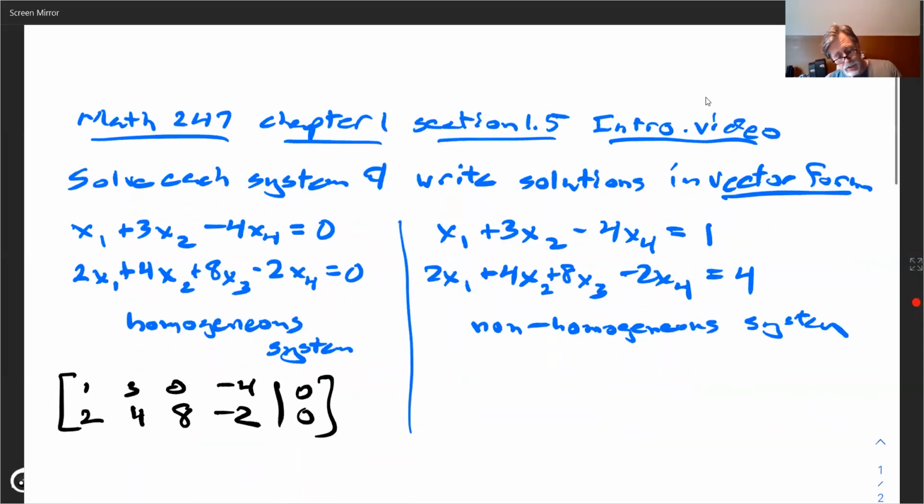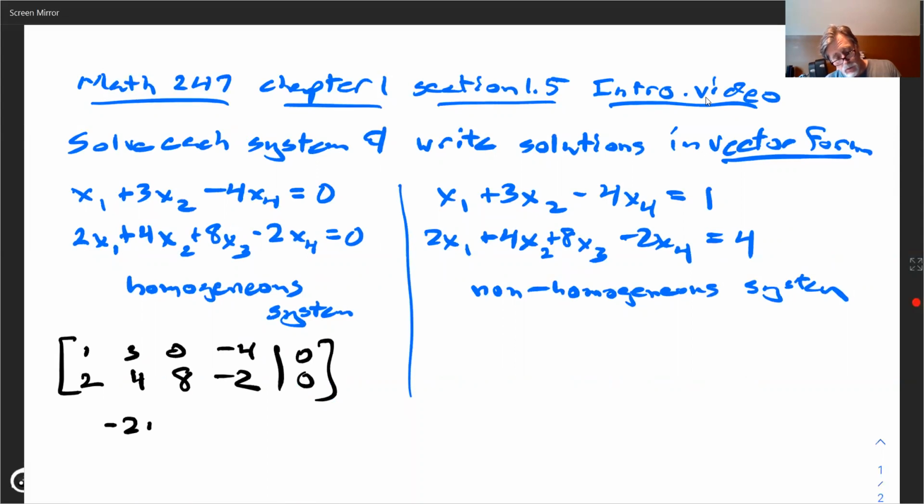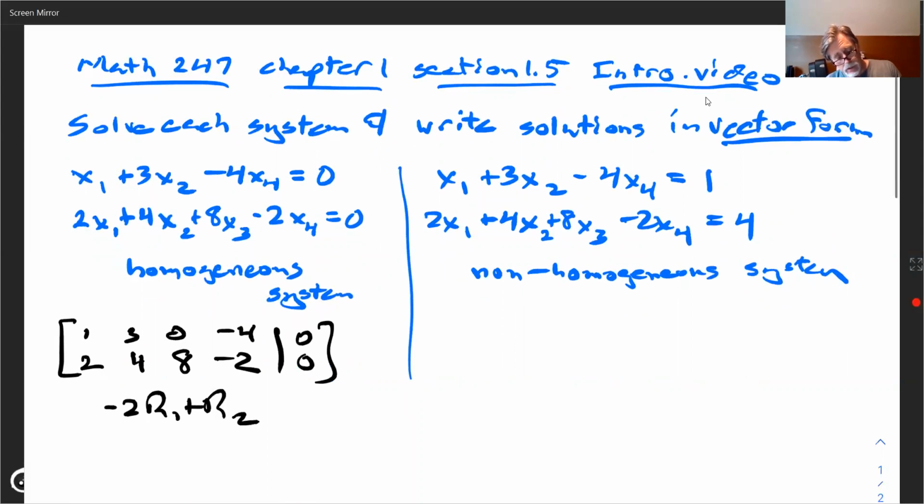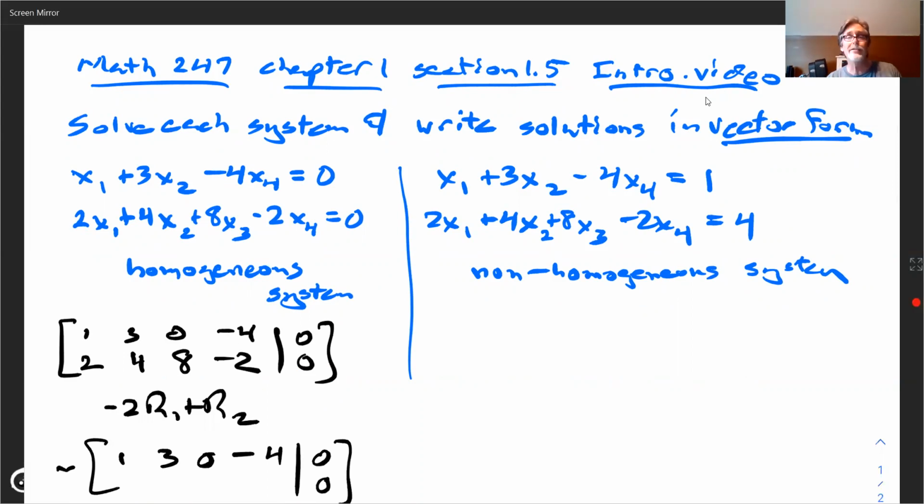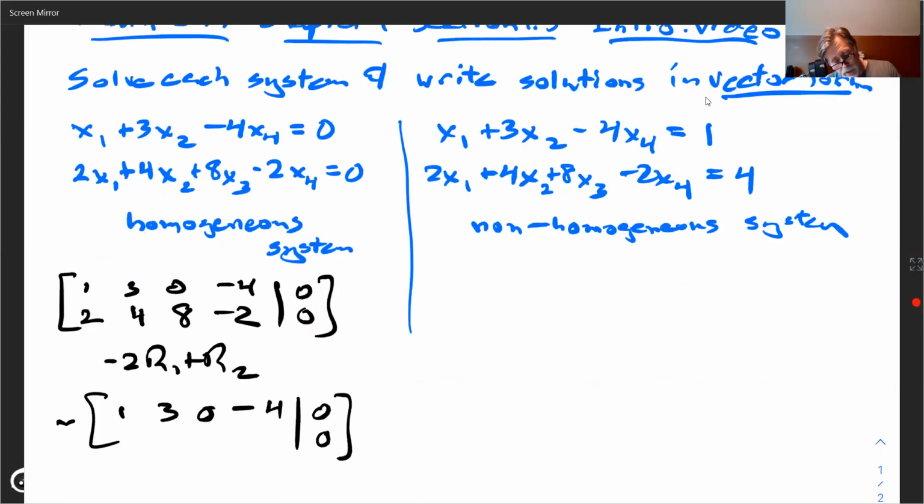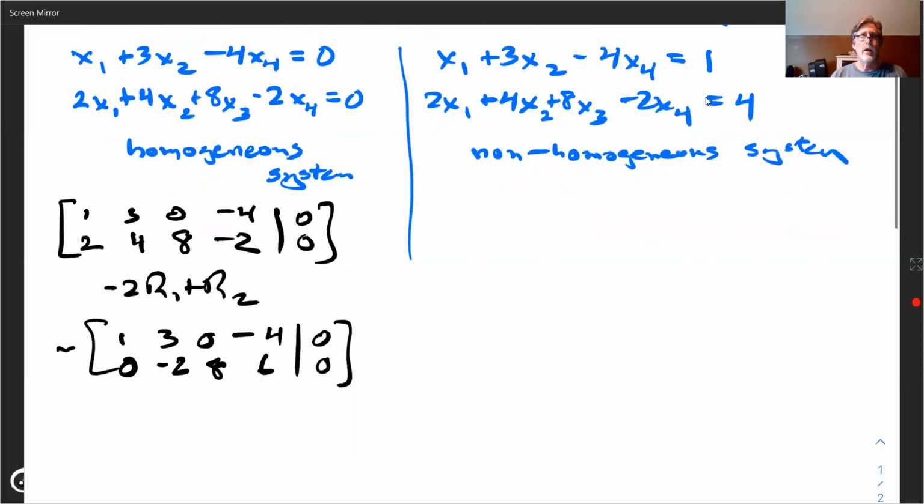The row reduction would be, I think, -2 times row 1, added to row 2. So it's equivalent to 1, 3, 0, -4, and 0 and 0, because a multiple of 0 doesn't change anything. But here we're going to get a 0. We're going to go -2 down. So -6, 4 is -2. And 0 doesn't change anything. And -2 here is 8, -2 is 6. And that's all we can say about it. It's in echelon form now.